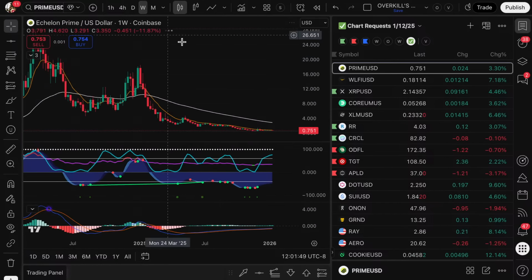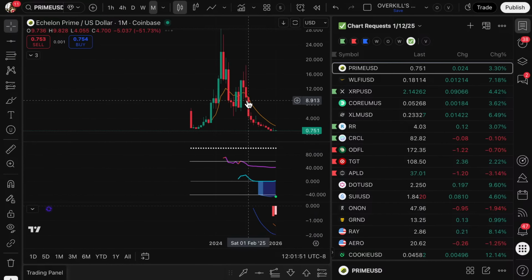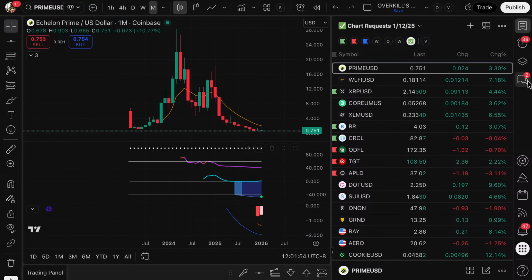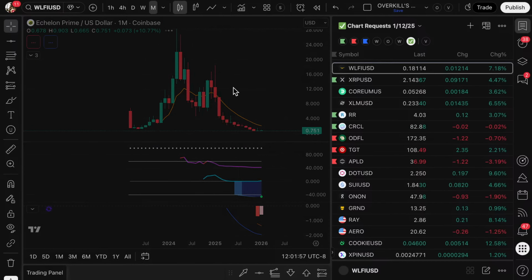I see one for Prime. Prime, I believe this one's still holding its monthly, so that one's still got to be a buy here. If you believe in that project, I would be buying Prime down here.